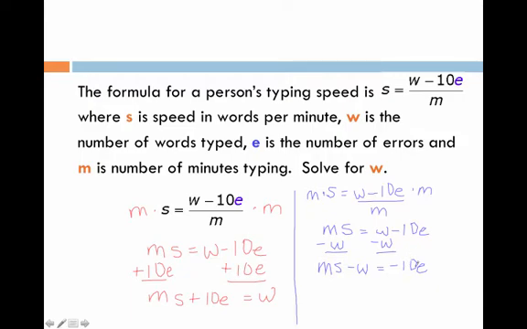Well, I still have my variable with a coefficient, so I need to get rid of that coefficient. I'm going to divide by negative 10. Please be careful when you're dividing by a negative number because you all aren't necessarily taking account of that in changing your signs on the other side. Okay, so now we have E all by itself, and on the other side I have E equals negative MS minus W divided by 10. Okay, hopefully that made sense. If it didn't, take a minute to check out this slide.